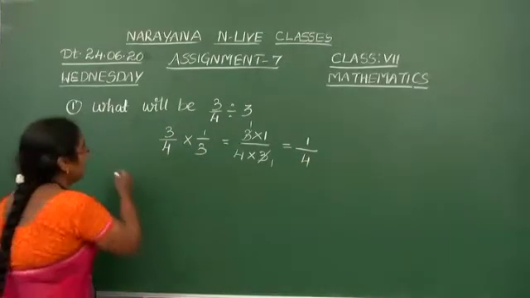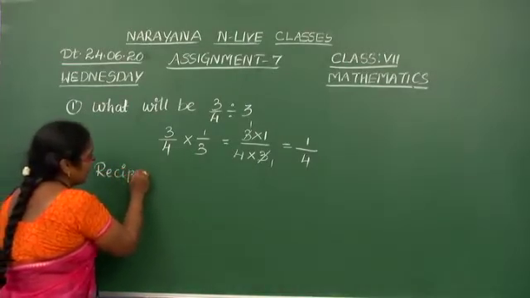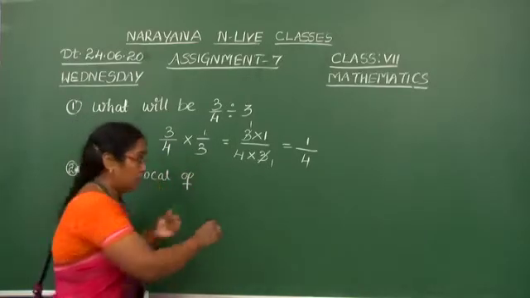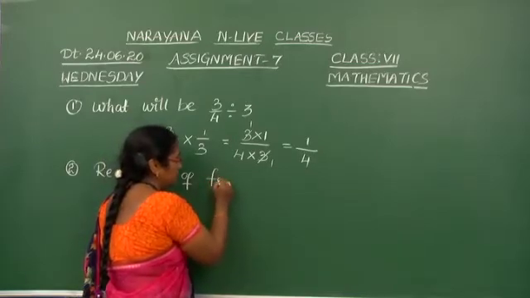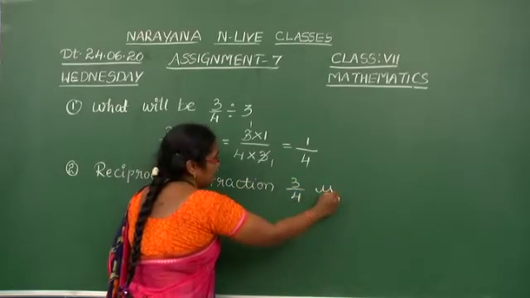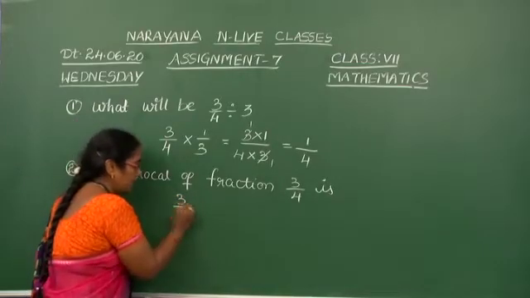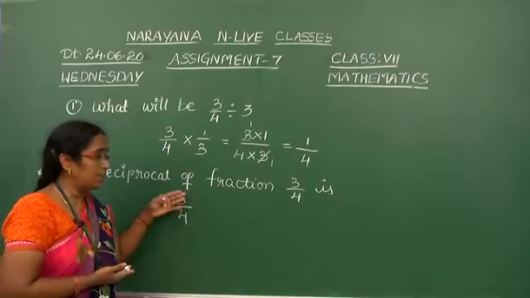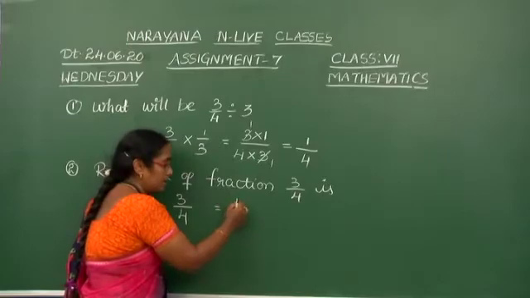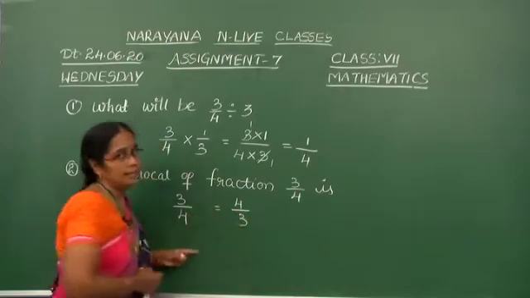Okay. Now coming to the second one. Second one is the reciprocal of the fraction 3 by 4. So reciprocal means what? Reciprocal is nothing but inverting the fraction. So 3 by 4 we have to invert. Invert means numerator and denominator we have to exchange. So what is the answer here? Numerator will become denominator and denominator will become numerator. So the reciprocal form of 3 by 4 is 4 by 3.